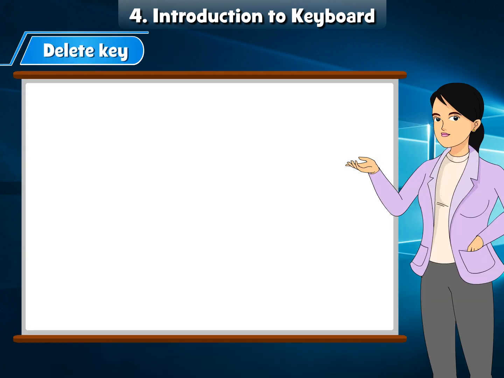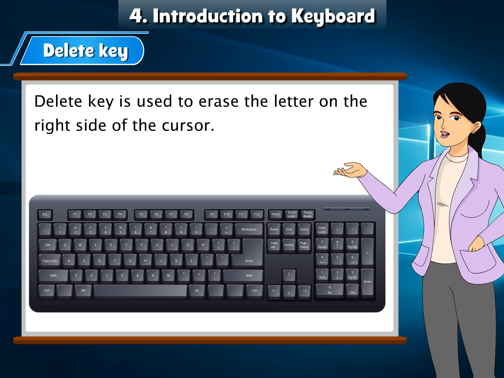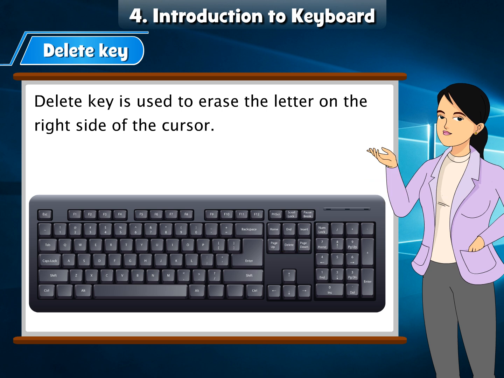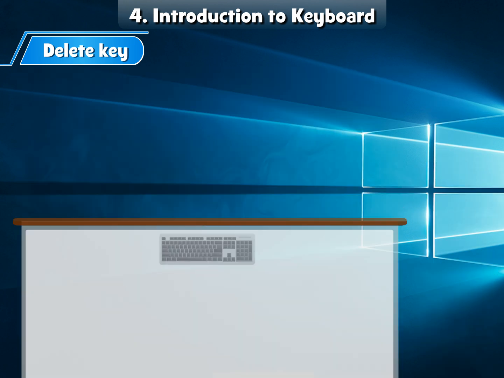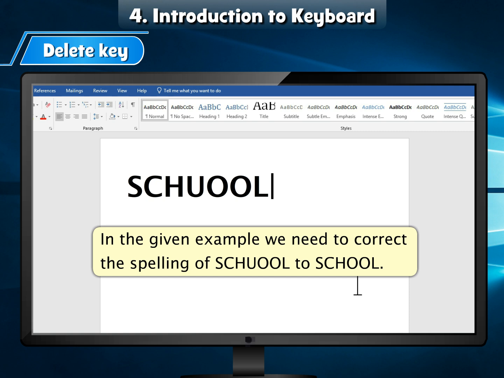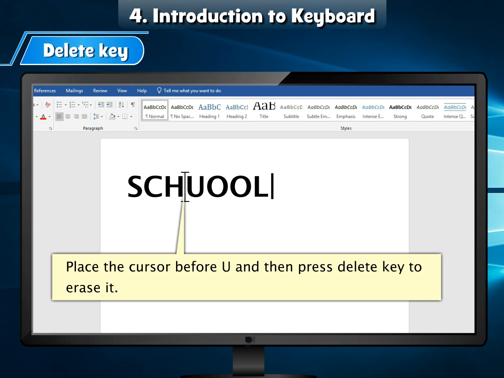Delete key. Delete key is used to erase the letter on the right side of the cursor. In the given example, we need to correct the spelling of school to school. Place the cursor before U and then press delete key to erase it.